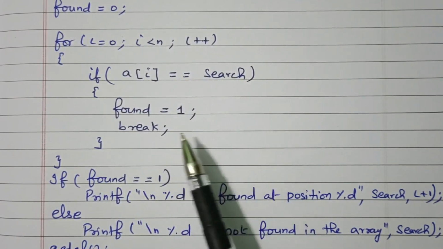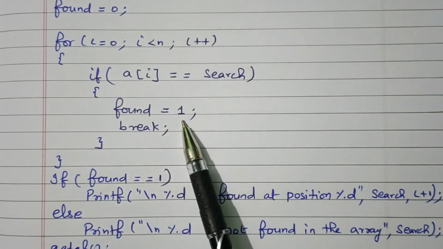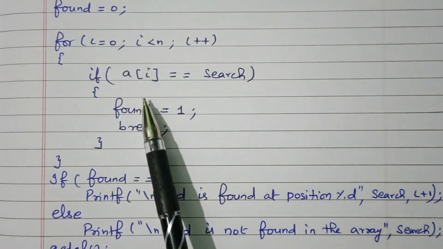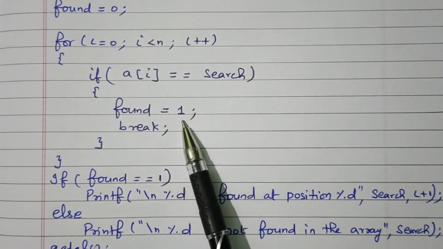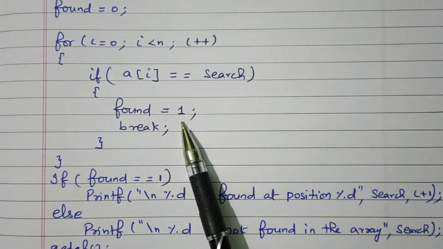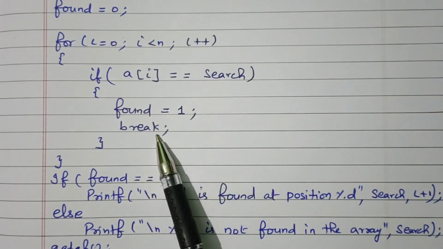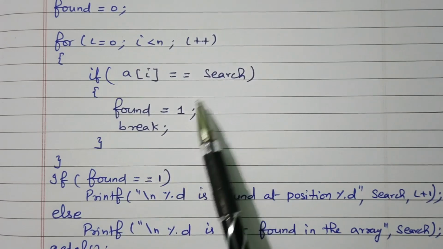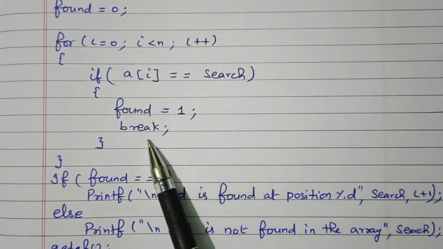Suppose both are equal, then found equal to 1. Already found is 0. If it is equal, we'll make it into 1. Thereafter, no need to check. We can break the process because the searched element is identified. We can break the process.